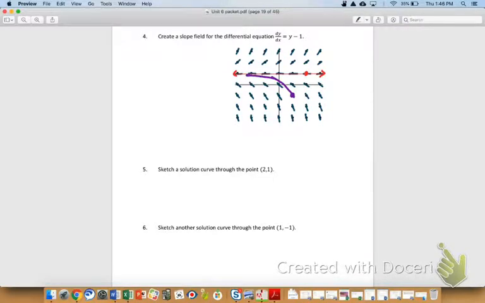Something like this and like that. Do you see how that's a function, right? Passes the vertical line test. It passes through the initial condition. And can you see how it does roughly match up pretty well with those slope field marks? Come back to understand the asymptote.